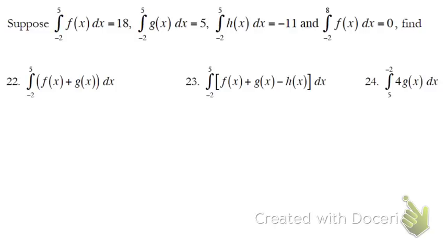So these problems are essentially doing the same thing. The only difference is that instead of you having to calculate the areas, they're giving you the areas. That's kind of nice. So this first one says, what's the integral from negative 2 to 5 of f of x plus g of x?